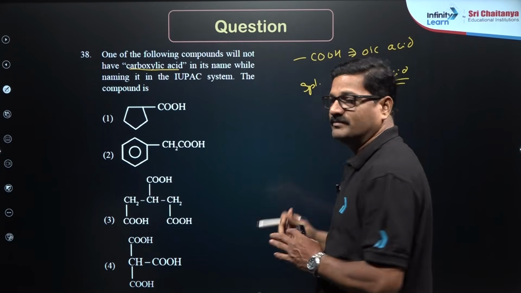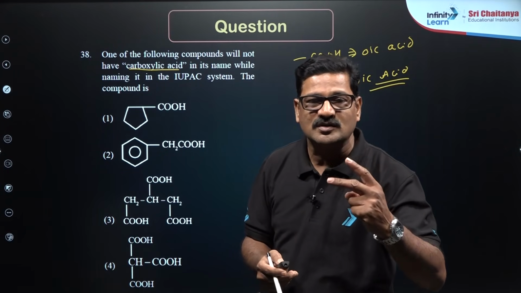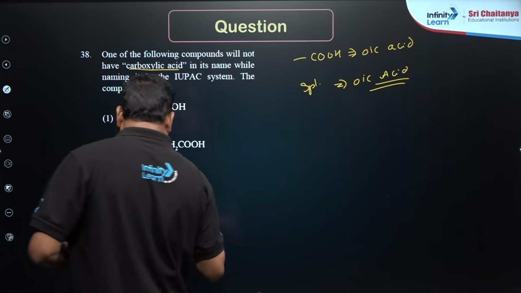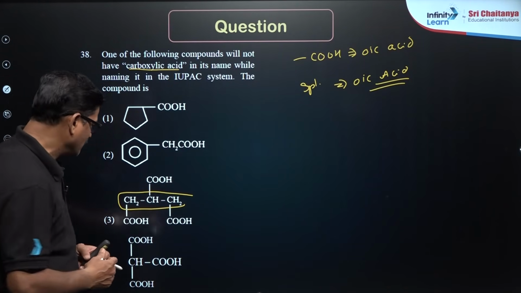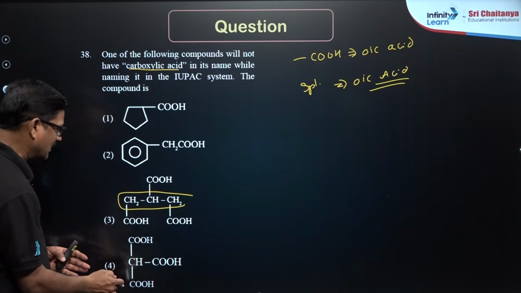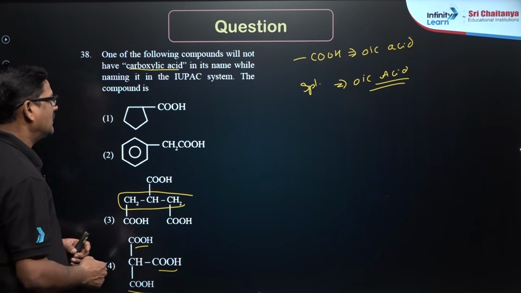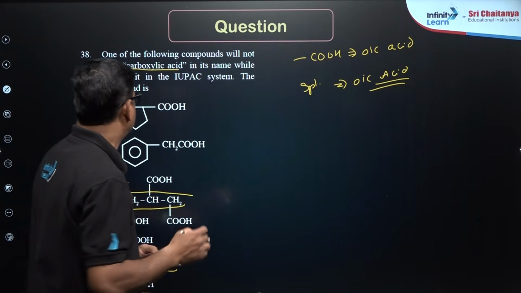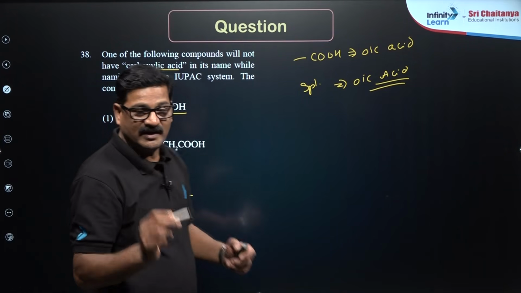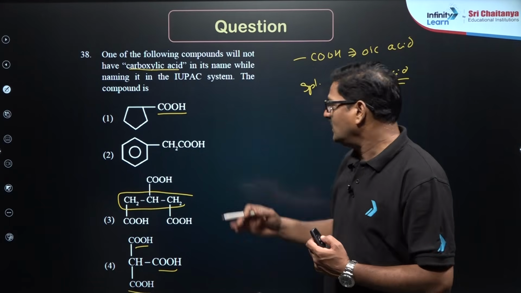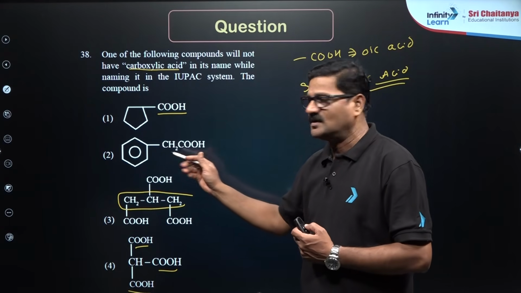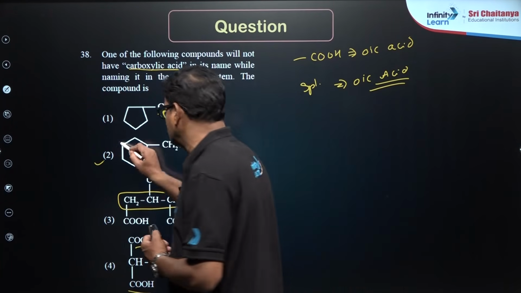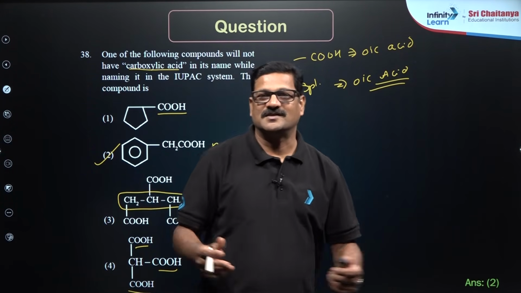That happens whenever more than 2 carboxylic groups are present on the parent chain. So it is going to be propane-1,2,3-tricarboxylic acid, and it is also going to be tricarboxylic acid, and the carboxylic acid is directly attached to the ring. So this is cyclohexanecarboxylic acid. But here it is going to be 2-phenylethanoic acid, carboxylic acid is not used here. So for this question, option 2 is the correct answer.